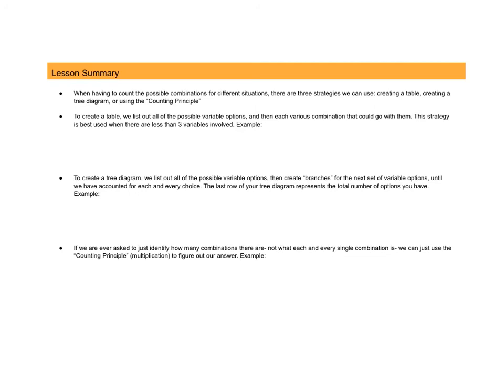So to summarize, it says, when having to count the possible outcomes or combinations for different situations, there's 3 strategies we can use. So we talked about 3 strategies today: creating a table, a tree diagram, or just using what we call the counting principle. Let's look at the table first. To create a table, we list out all of the possible variable options and then each various combination that would go with them. It's best used when there are less than 3 variables involved.